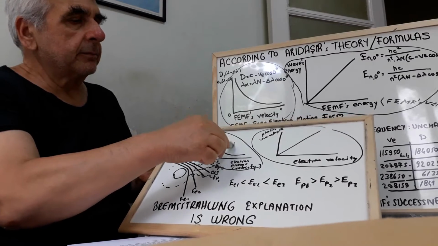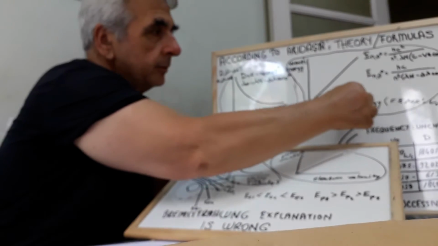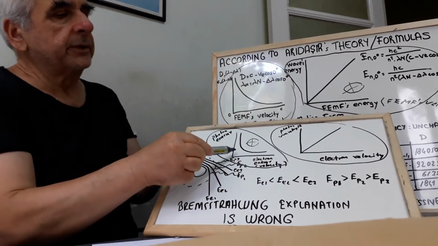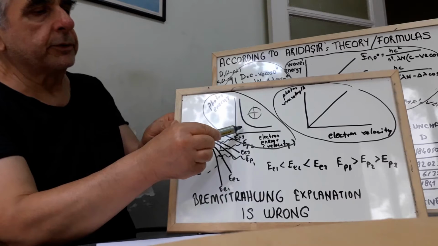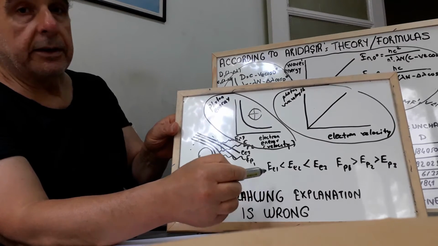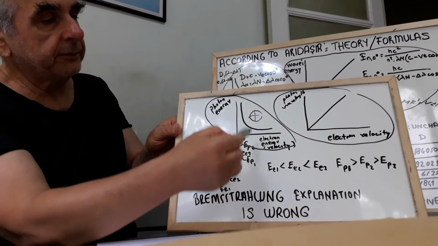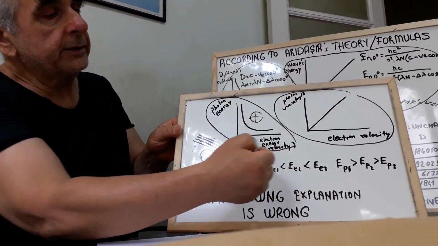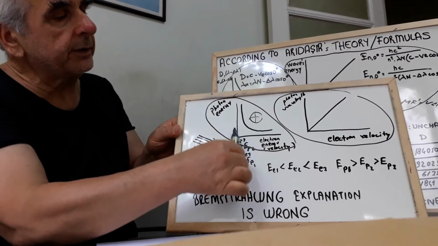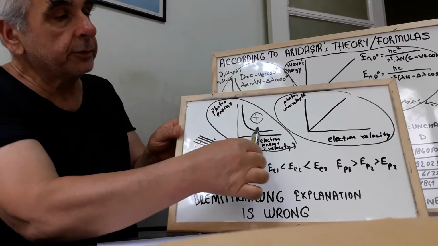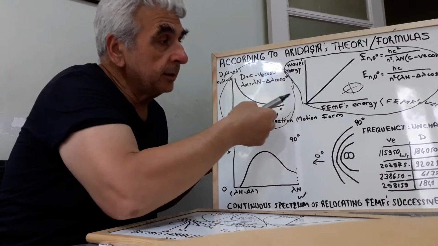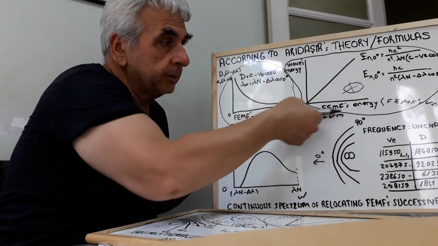Compare these here. This is inversely proportional, the wrong Bremsstrahlung concept and explanation of accepted physics. On this side electron velocity or energy, on this side photon energy, inversely proportional. But in my theory, directly proportional. Okay.